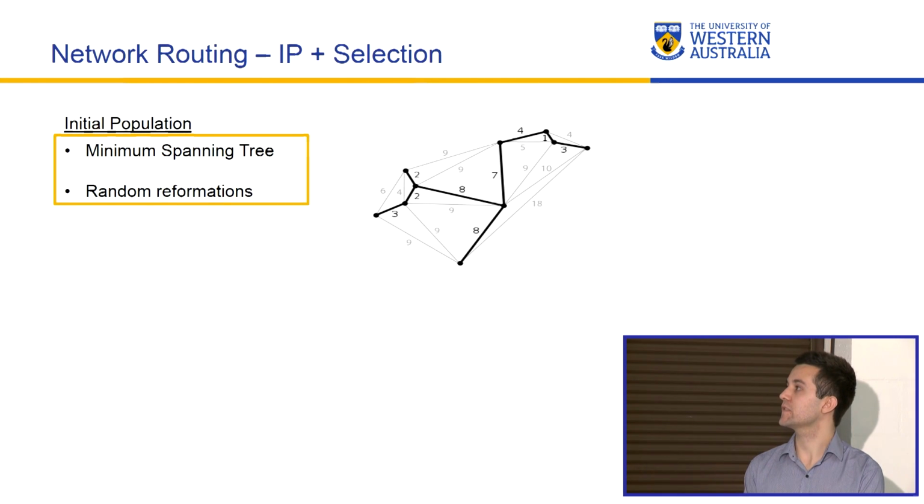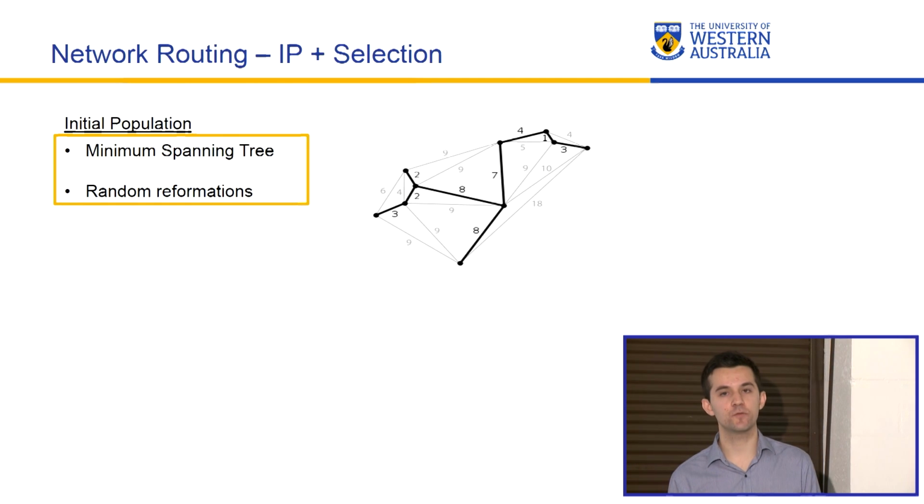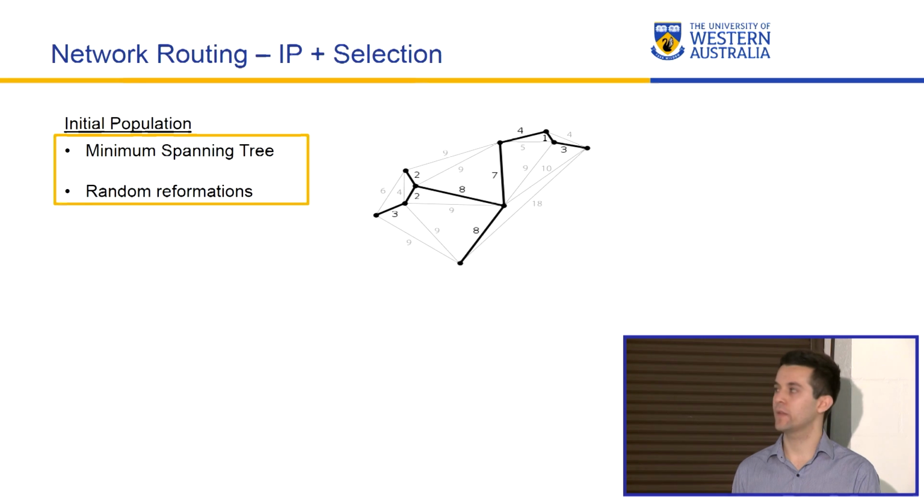Now, for each of those sections, the initial population is formed by the minimum spanning tree for the given set of nodes, where the minimum spanning tree is just the minimum distance to connect a set of nodes. It's a very simple approach. To make sure that our initial population isn't all consisting of the same minimum spanning tree, we perform some random reformations until we are satisfied that the initial population is diversified enough.